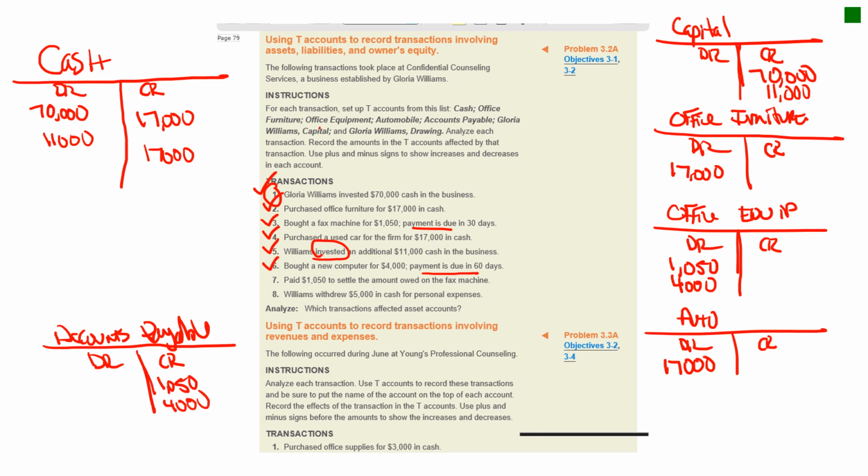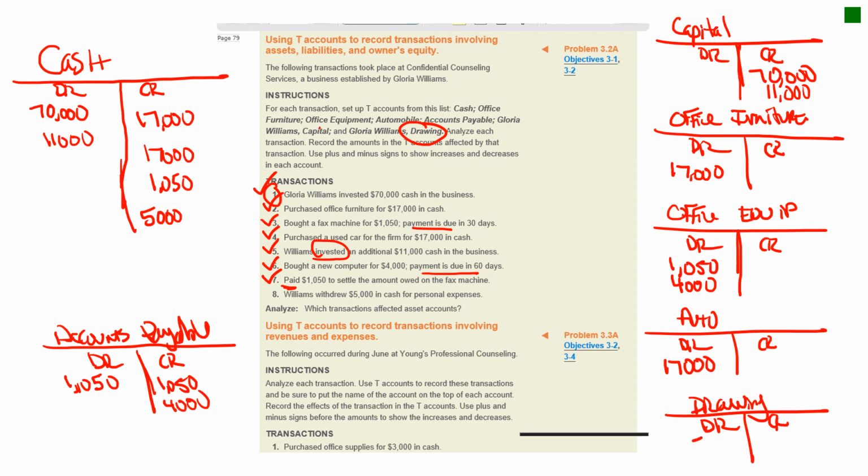That's number 6. Number 7 says you paid $1,050 to settle the amount owed for the fax machine. You paid it, so that's going to be a credit to cash, $1,050. You're paying your bills, and you're going to debit accounts payable because you're reducing your accounts payable, so you debit that for $1,050. That's number 7. And then finally, number 8 says Williams withdrew $5,000 in cash for personal expenses. You're taking money out of the business, so you're going to credit cash for $5,000. The account we're going to use for this one is called drawing. Anytime you see anything withdrawn for personal reasons, you're always going to use drawing. So that's going to be a debit to that of $5,000, and again, you'd credit your cash for $5,000.